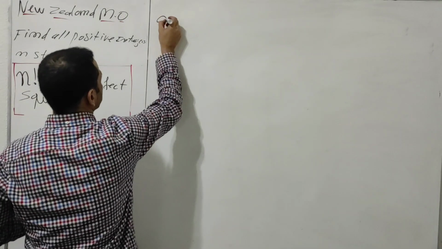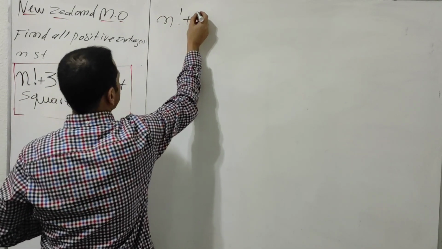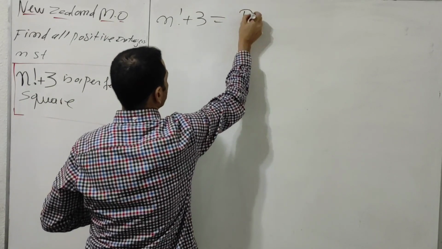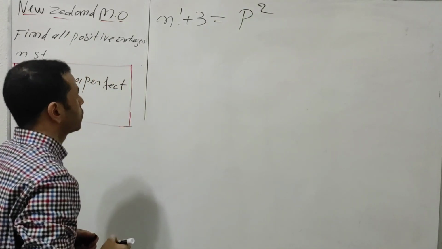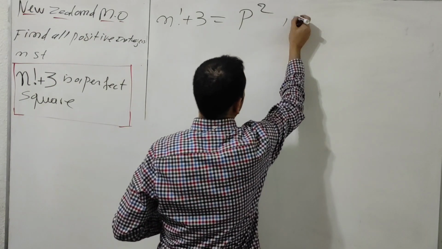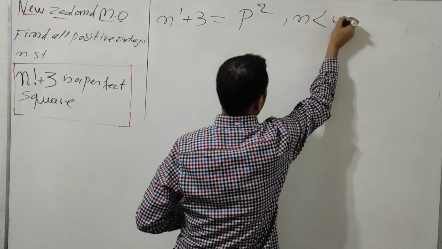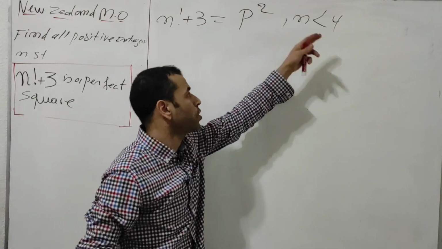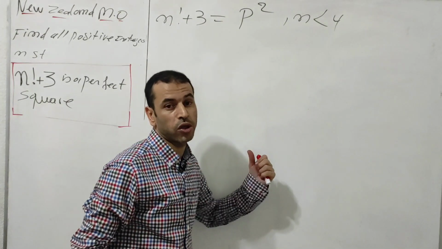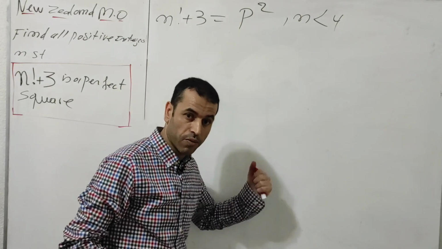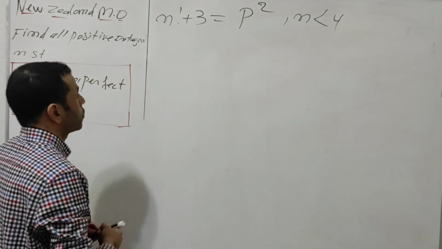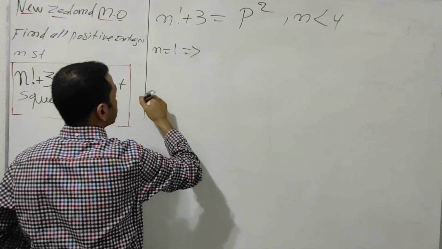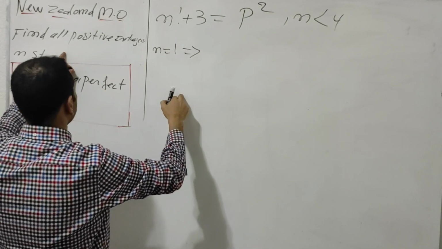Now we have n factorial plus 3 equal to p squared as a perfect square. We look at n strictly less than 4 because we found no solutions when n is greater than or equal to 4, due to the contradiction that we found on the last board, okay? So I'm going to check n equal to 1 as a positive integer.